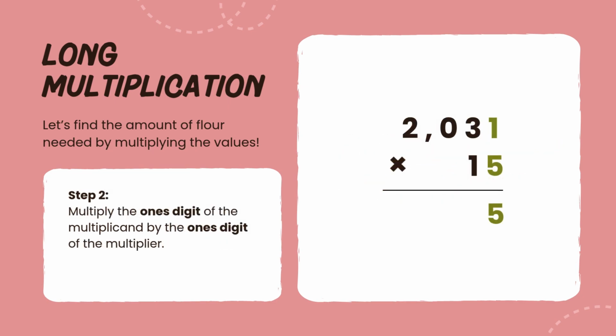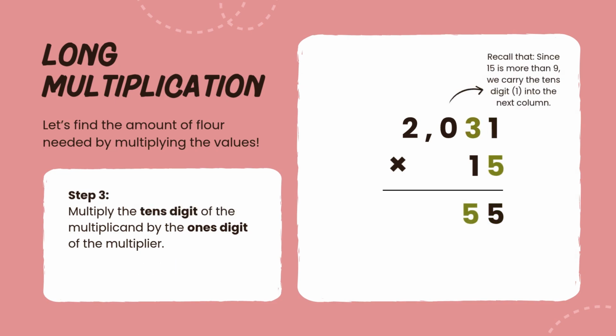Step 2. Multiply the ones digit of the multiplicand by the ones digit of the multiplier. 1 times 5 is equal to 5. Step 3. Multiply the tens digit of the multiplicand by the ones digit of the multiplier. 3 times 5 is equal to 15. But recall that, since 15 is more than 9, we carry the tens digit, 1, into the next column. Place it just above 0.